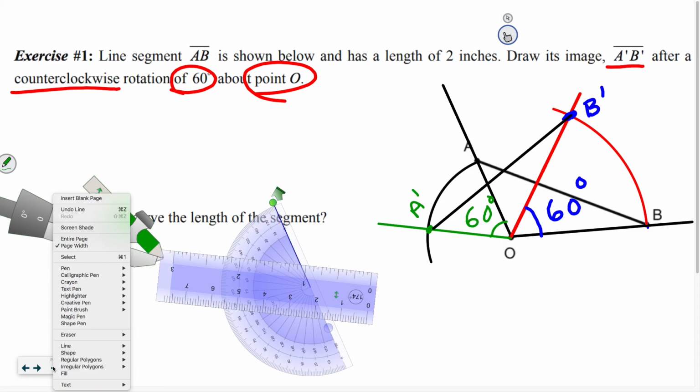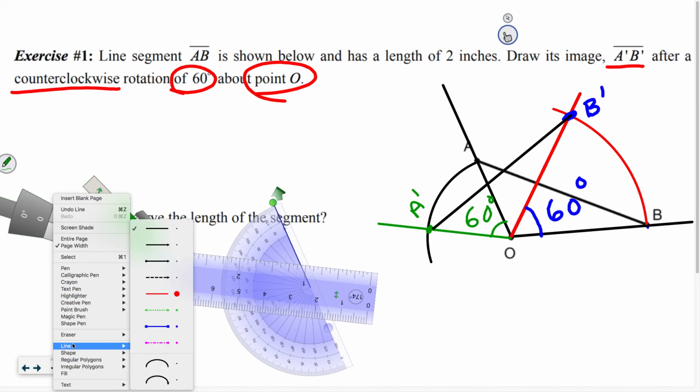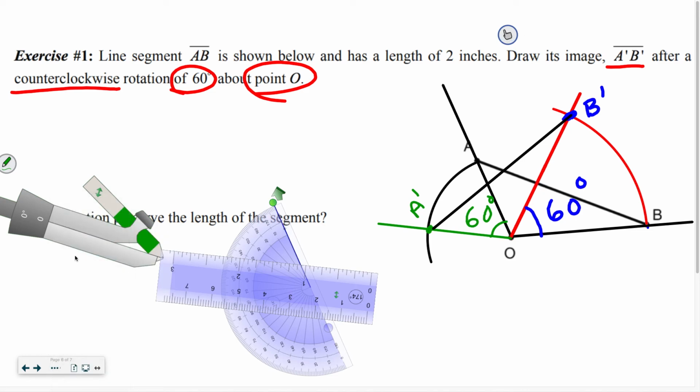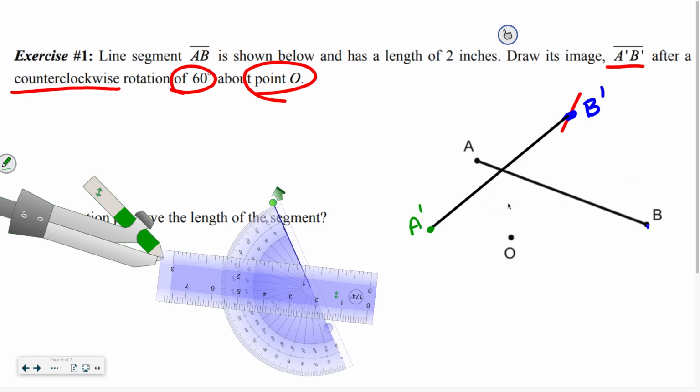Now, are those two segments different size or the same size? What do you think they should be? And if you said that they should be the same size, I agree. They should be the same size. Can you see how AB has been rotated? We've moved up here, counterclockwise, and we've moved down here, counterclockwise.